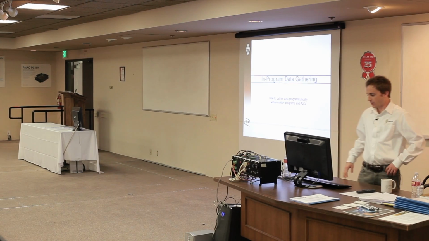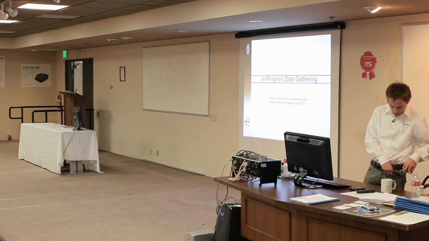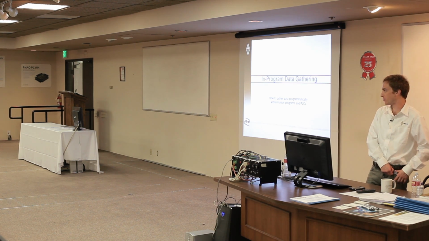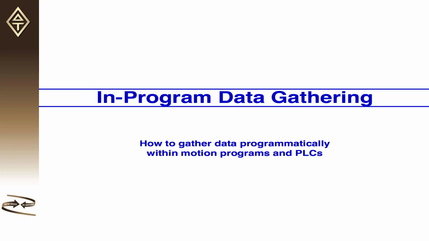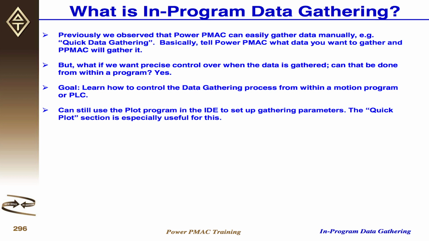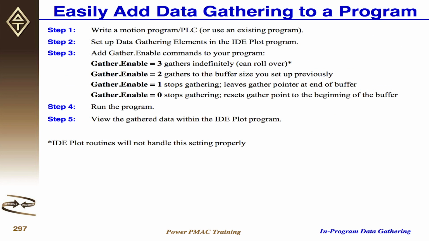So this section is called in-program data gathering, and it basically shows you how to start and stop gathering within a program. Data gathering, as Alex explained earlier, can be configured through the plot program, where you select which quantities to gather and at what speed, but he probably didn't teach you how to actually start and stop within a program. So within a program, we can use the gather.enable structure to turn on and off gathering in different ways.